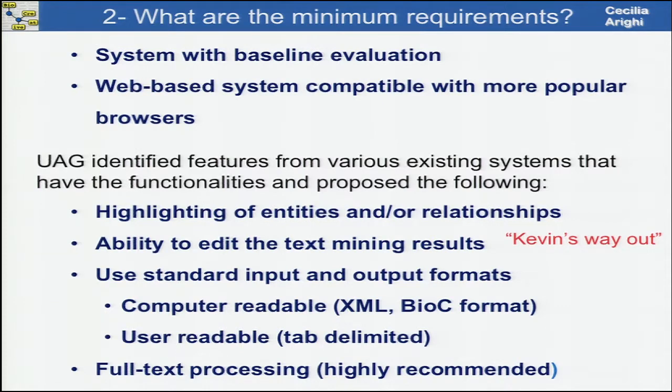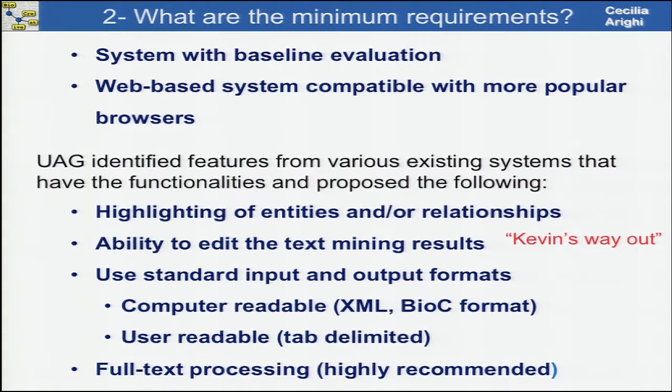When we invite the systems to participate, one of the things we do is try to come up with requirements for the systems. One of them is that they provide some baseline evaluation. Especially for things that have to do with gene normalization or information extraction, we want them to provide some minimal baseline metrics, so we have an idea how well the system is performing. We also ask that these are web-based systems and are compatible with commonly used browsers.